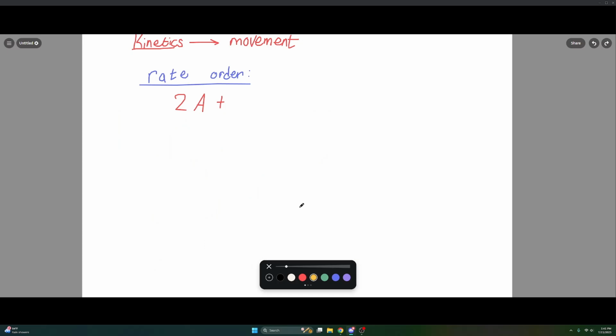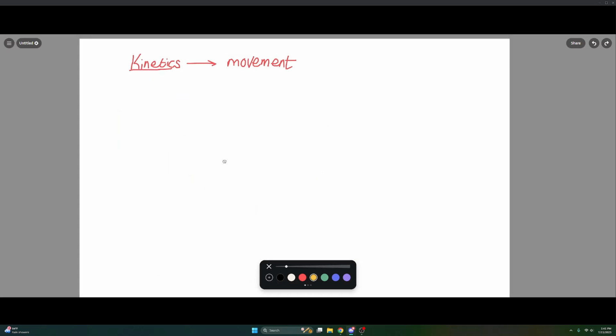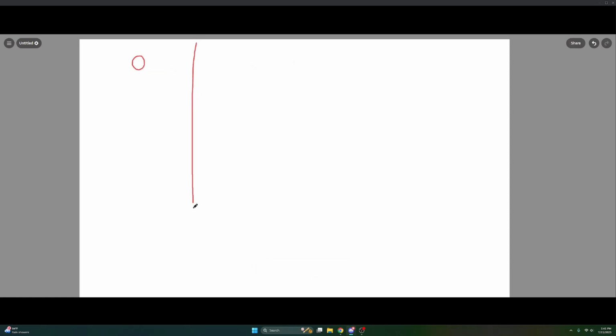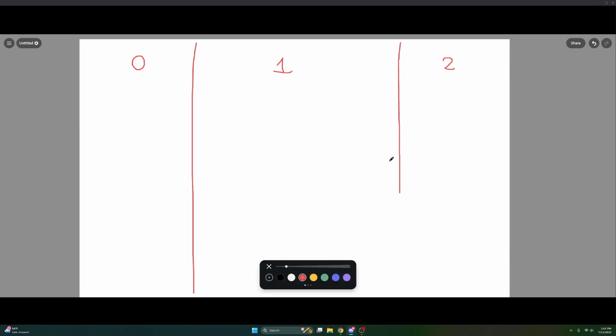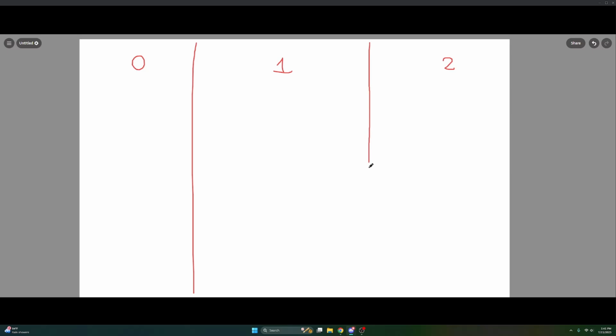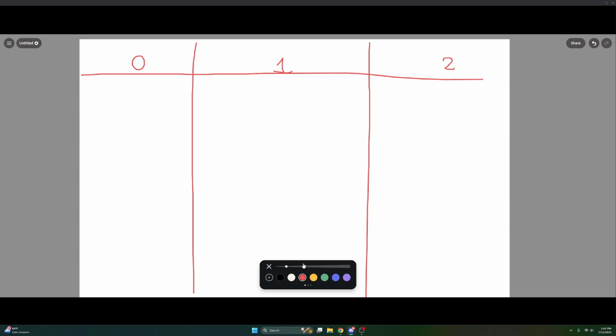So, I like to draw this little chart. At the top, I'm going to write 0, 1, and 2. And I give 2 a little more real estate. So, let's assume for this entire discussion, I have a super, super simple reaction, something like A goes to B. The reaction really doesn't matter. All you need to care about is that I have one reactant and it's A, okay?